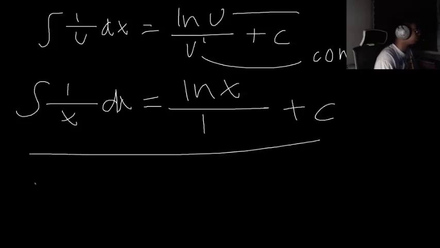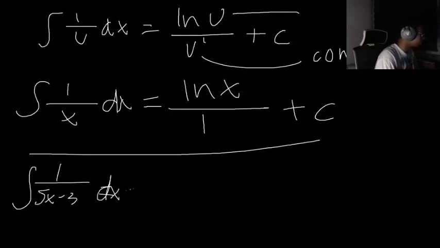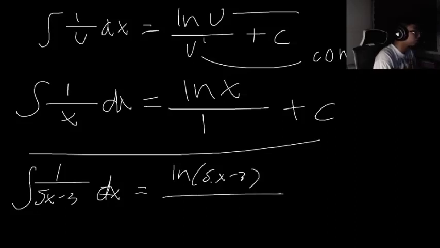For another one, let's try a much more complicated one, which is 1 over 5x minus 3 dx. Don't forget the dx. It equals the natural log of 5x minus 3. What is the derivative of 5x minus 3? That's correct. It is 5, plus c.